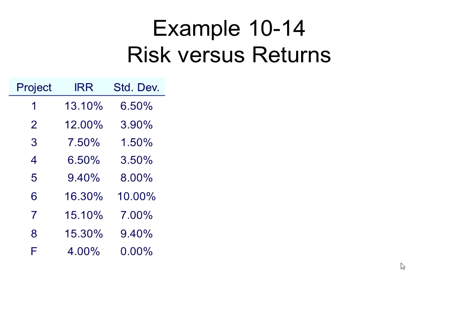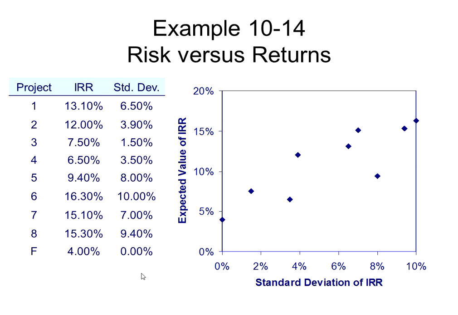So then let's take a look at the example of risk versus returns. We have different projects, right? Project 1, 2, 3, 4, 5, 6, 7, 8, and F. And we have the respective rates of return and then the standard deviation of these returns. So this is expected return. This is the standard deviation of returns. So how do we look at it?